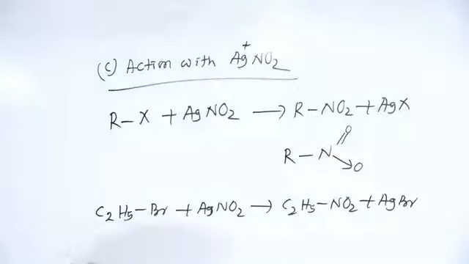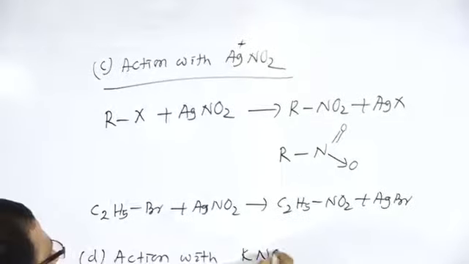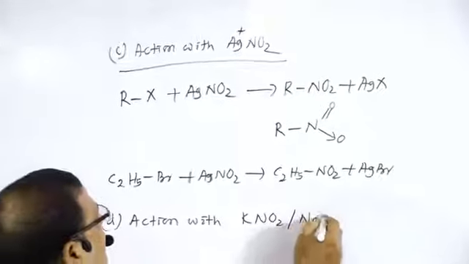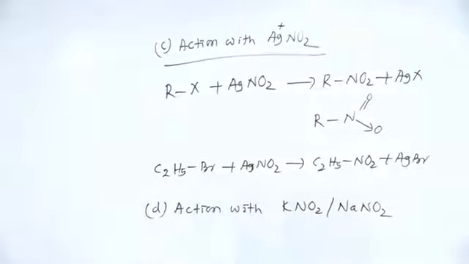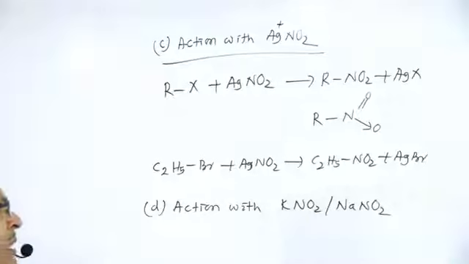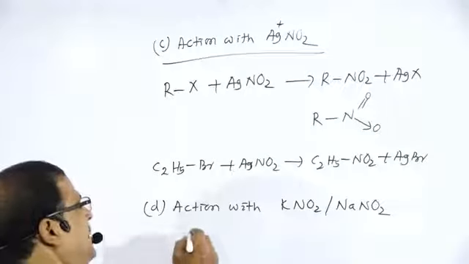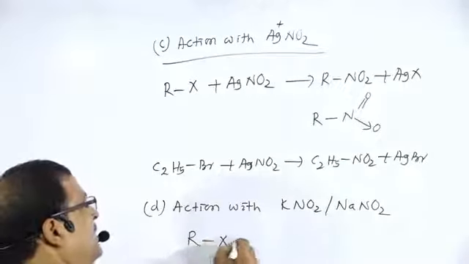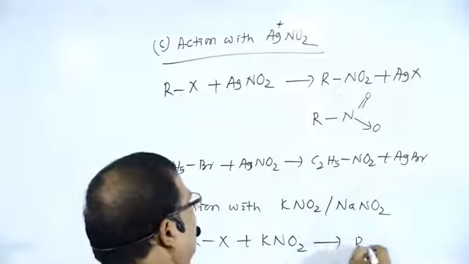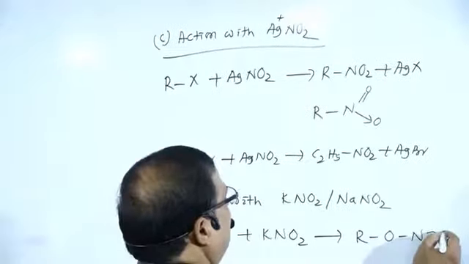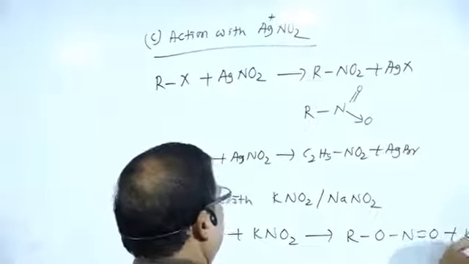Next one, action with KNO2 or NaNO2, that is alkali metal nitrites, potassium nitrite or sodium nitrite. Mark the difference. Alkyl halide treated with KNO2 gives the formation of R-O-N double bond O plus KX. Mark the difference.